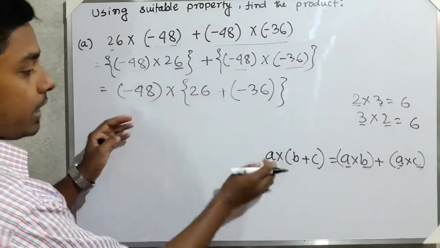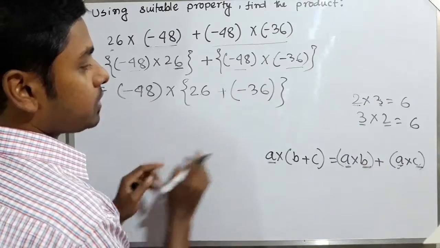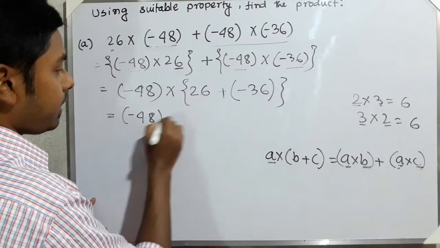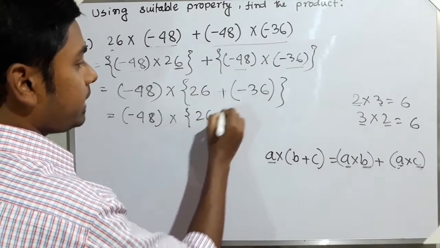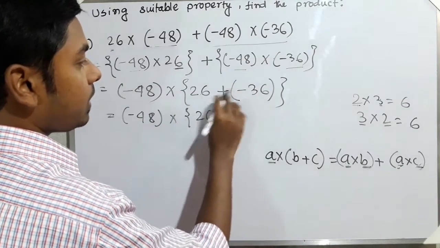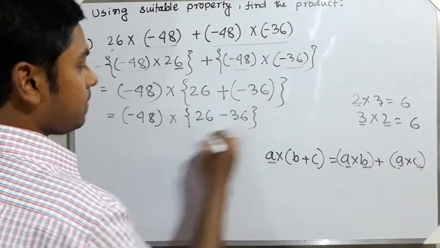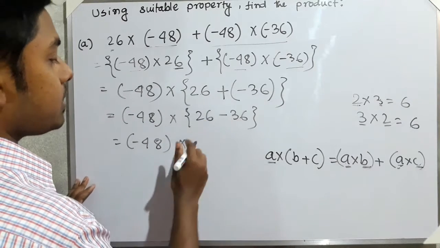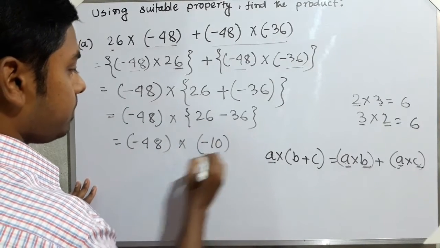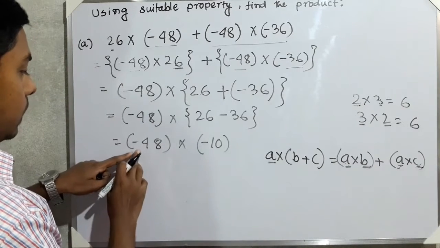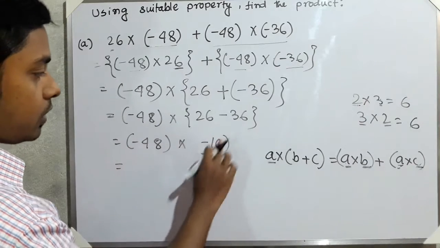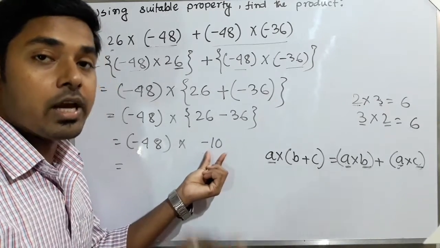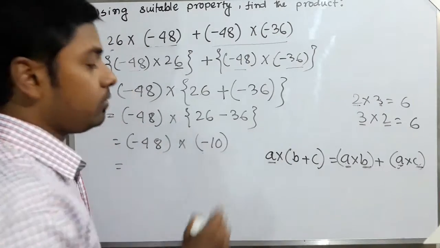Now easily we can tell it is A into (B plus C). First of all we have to work on the bracket here. Minus 48 will be the same as it is. So 26 plus into minus equals minus 36, so minus 48 into (26 minus 36), that means minus 10. Now if you write it like this, minus 10, it is wrong, because it is a negative integer, and a negative integer you should keep within a bracket.